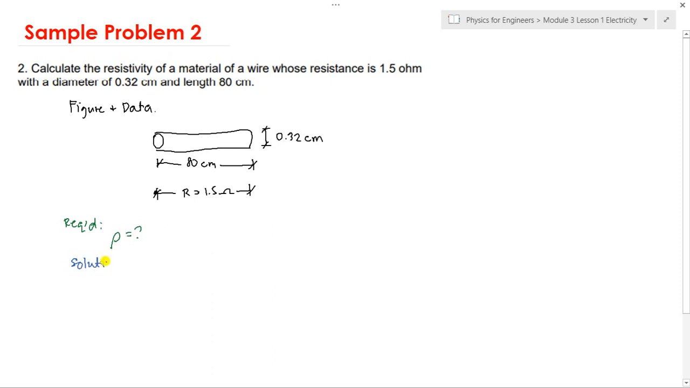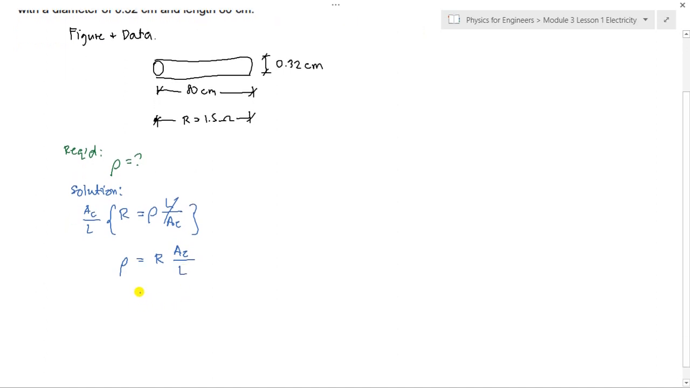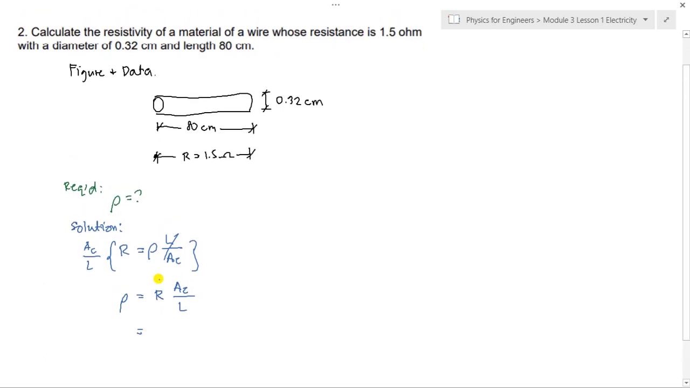So solution. So here we know that the formula for resistance is equal to rho, the length over the cross-sectional area. Since we are to find for rho, then I'm going to multiply both sides by cross-sectional area over the length para makancel ni siya. So we have rho is equals to R cross-sectional area over the length. So here, we're going to plug in the given values. So, kay bawa naman ta, resistance is 1.5 ohms. So put here 1.5 ohms.